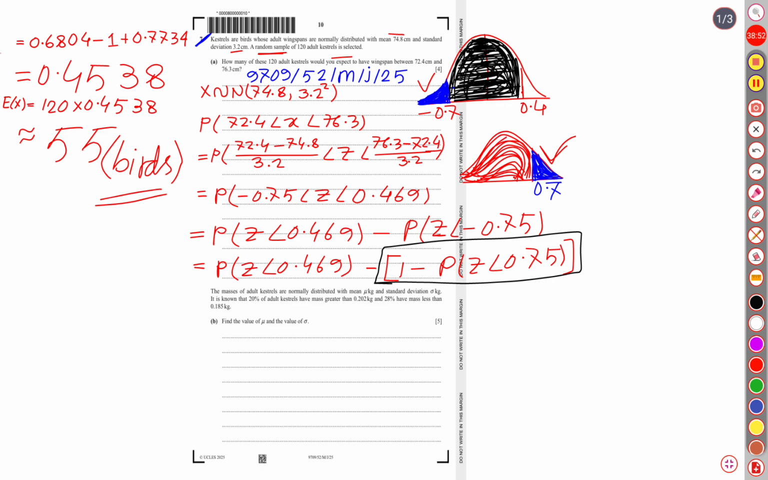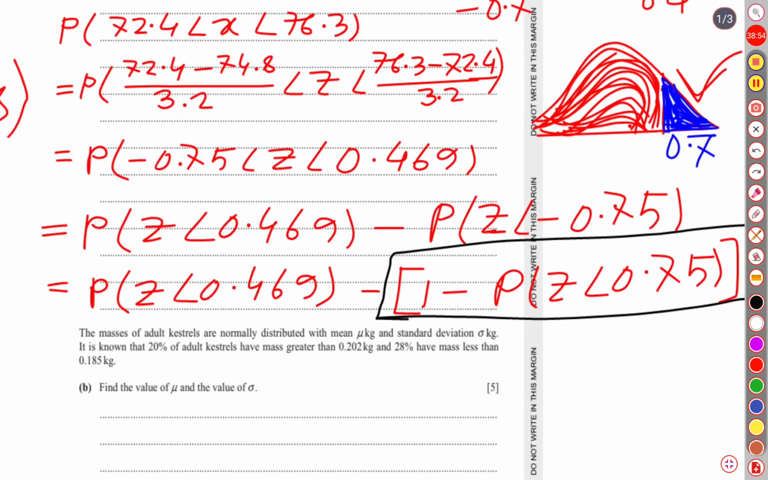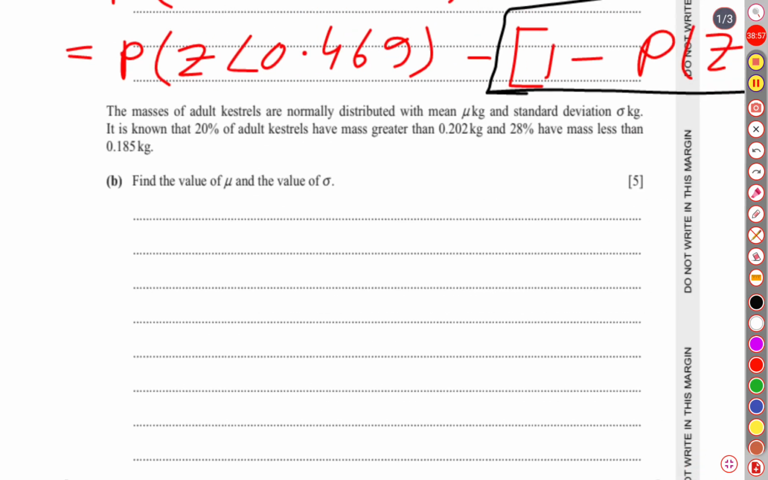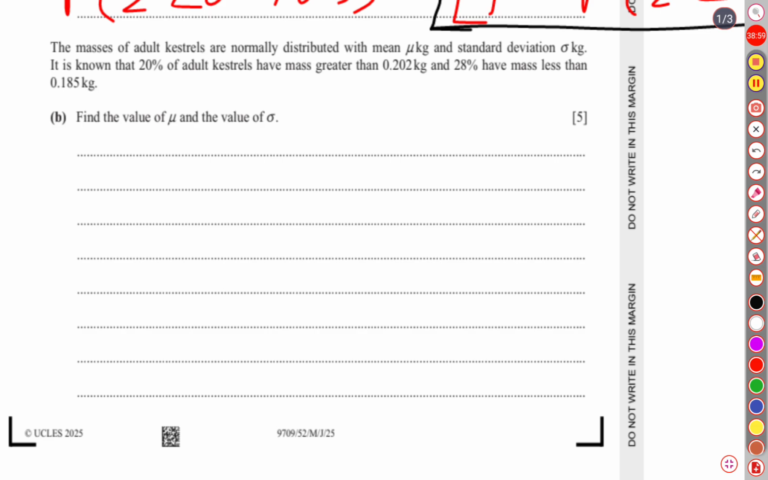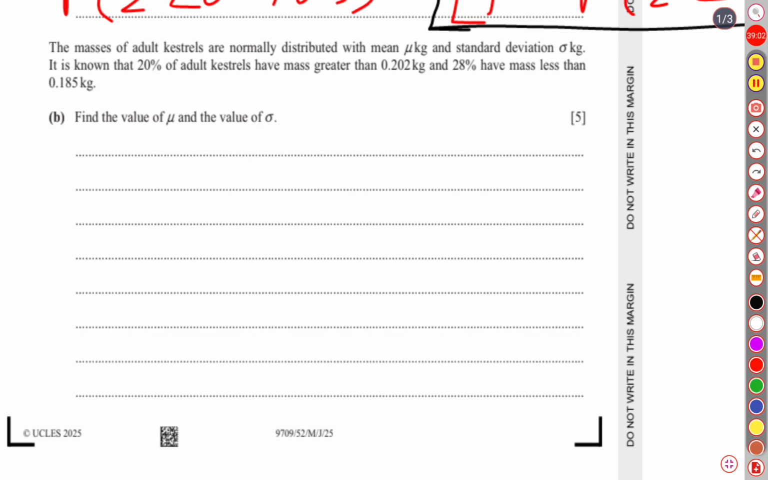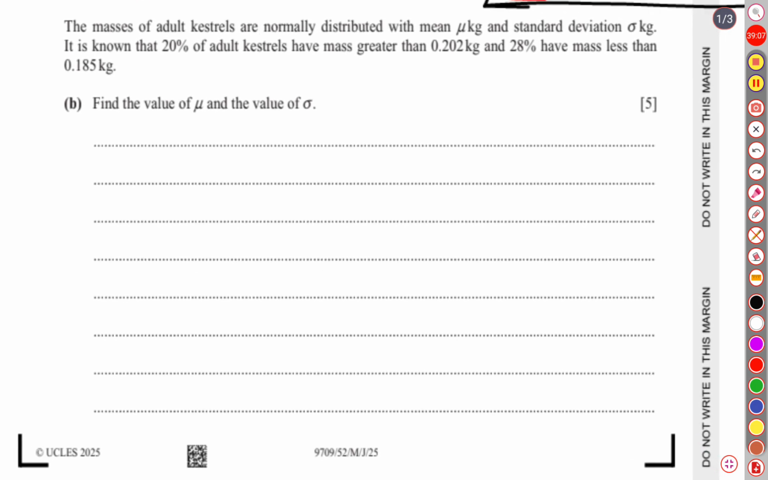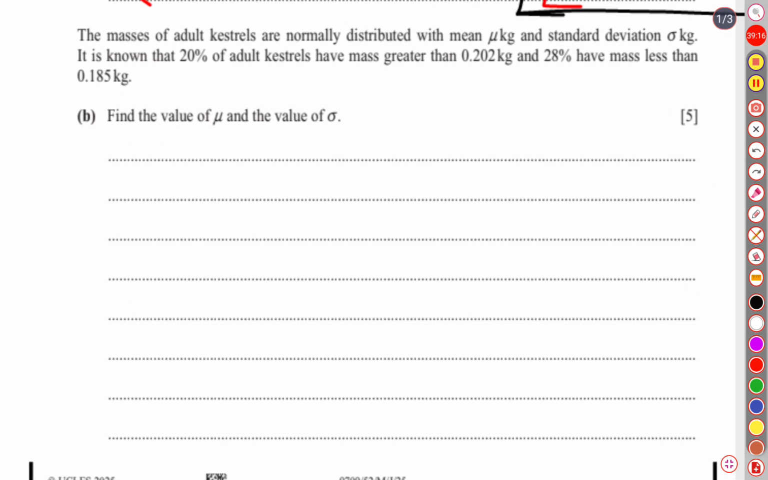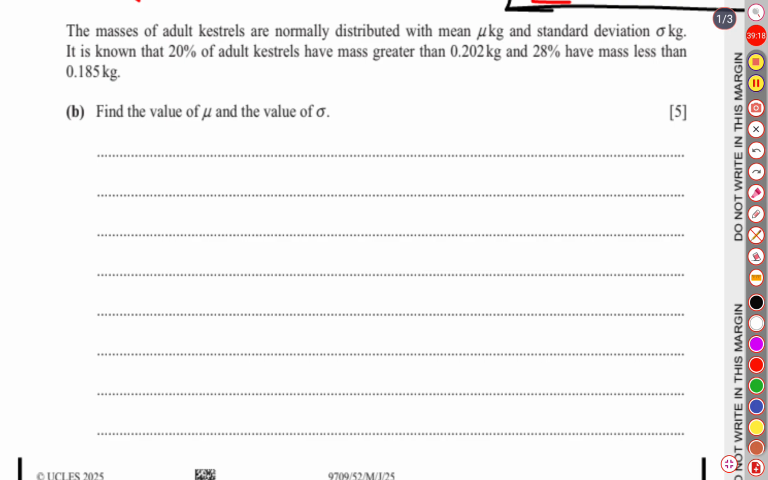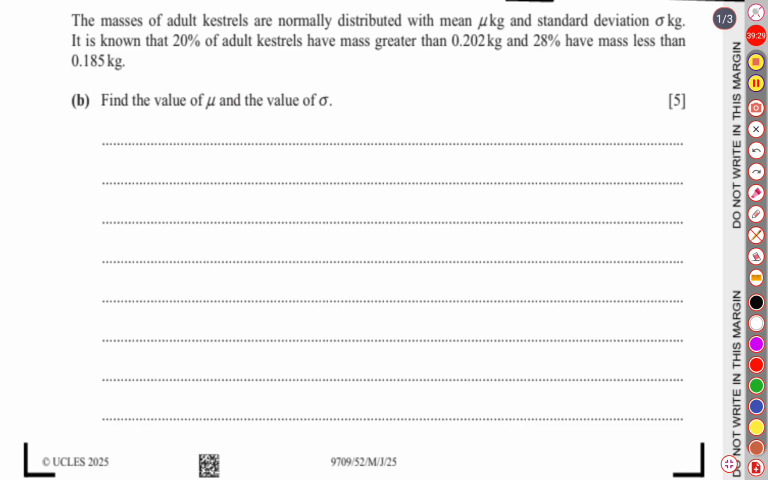Then question number B, the immediate next question, says: the masses of adult kestrels are normally distributed with mean mu kg and standard deviation sigma kg. It is known that 20% of adult kestrels have mass greater than 0.202 kg and 28% have mass less than 0.185 kg. Find the value of mu and the value of sigma. Both the parameters are missing here, so the solution will be a little bit lengthier. Okay, so let us start our solution.